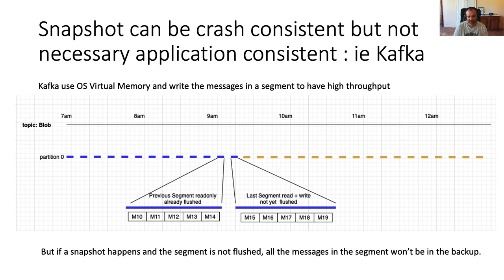But what happens if the snapshot happens before the flush? Then your segment is not in the backup. So you may find yourself in a situation where some of the partitions have all the segments and some other partitions do not have all the segments. And from the point of view of Kafka, this is not consistent. It's why we say that snapshots are crash consistent, but not application consistent.